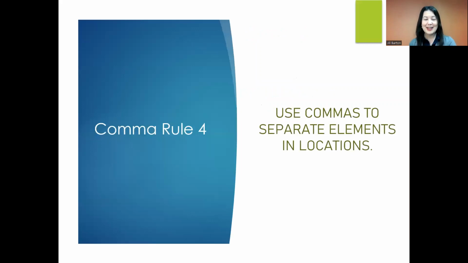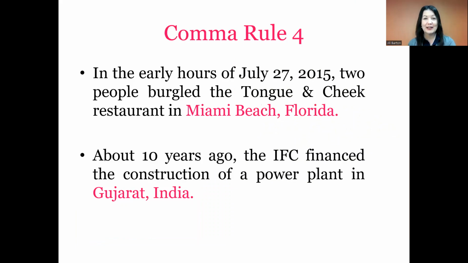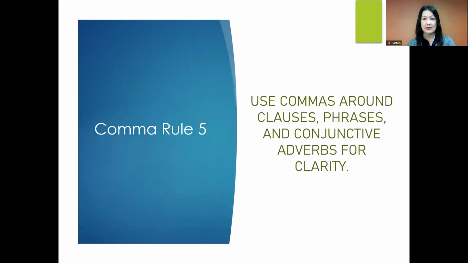The fourth comma rule is to separate items in a geographic location with commas. Here we have examples taken from the Supreme Court, Miami Beach, Florida, and then also an example from India. We separate cities and states. We separate cities and countries, countries and continents. Any items in a geographic list we would set off with commas.